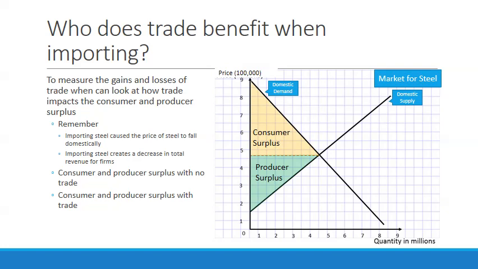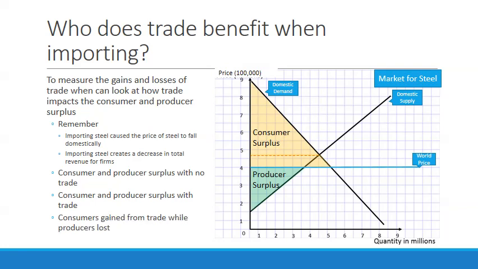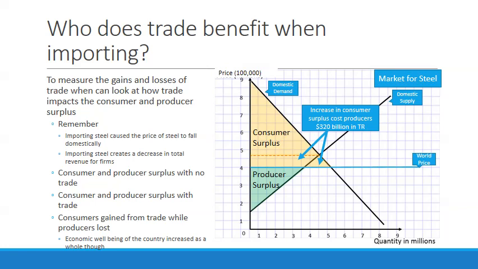Now, when consumer and producer surplus occurs with trade, it changes. With the world price, the producer surplus falls and the consumer surplus gains. So consumers gained from trade while producers lost. Economic well-being of the country increased as a whole, though, and that's the key: even though trade creates a gain for one group and a loss for another, overall economic well-being of the country is increased. So you'll notice here the increase in consumer surplus cost producers 320 billion in total revenue, but the economy as a whole improved.